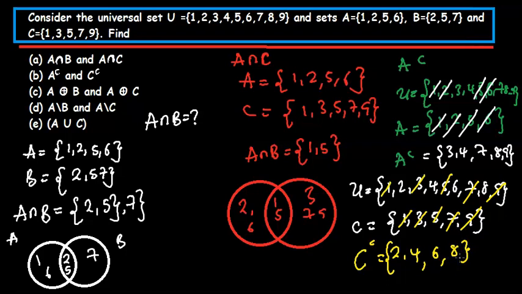Let's try the next problem. In this case, we are asked to find A symmetric difference B and A symmetric difference C. How can we solve this problem?